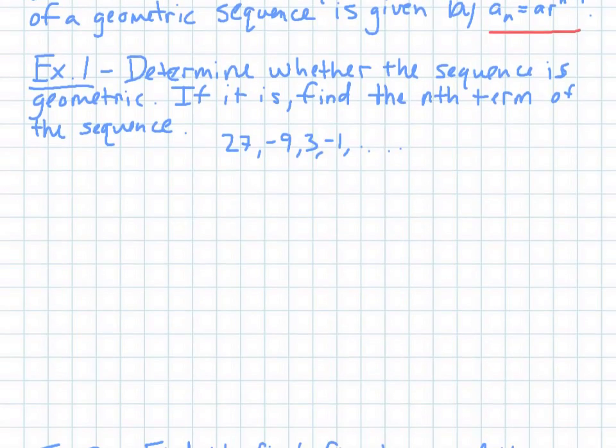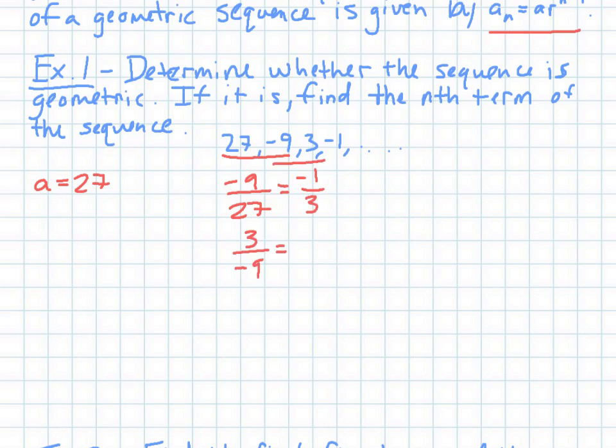Example 1 says determine whether the sequence is geometric, and if it is, find the nth term of the sequence. Okay? So here, a is 27. To determine if it's geometric or not, I need to look at my r values and see if they're the same for each one. If I take the after divided by the previous, that gives me negative 9 over 27. I can reduce both by 9, so that gives me negative 1 over 3. Then do the same for the next one. So 3 divided by negative 9, they're both divisible by 3, so that makes it negative 1/3 as well.